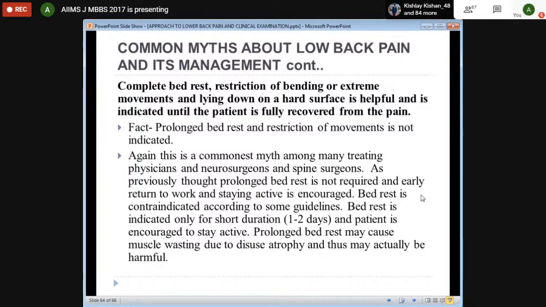Okay, so bed rest is contraindicated according to some guidelines. Usually in cases of vertebral fracture, we can advise bed rest for a short duration of 2 to 3 days until the edema and the pain settle down. But then again, prolonged bed rest is never indicated nowadays. The patient needs to stay active, because prolonged bed rest itself will cause muscle wasting and disuse atrophy, and is harmful and leads to deconditioning of the overall system.